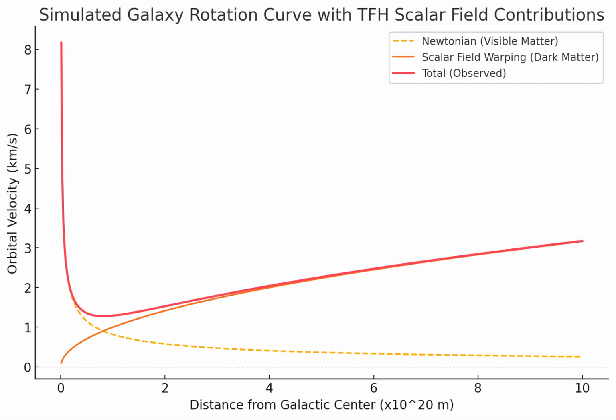Why this is exciting. The TFH explanation for galaxy rotation curves is a paradigm shift. It reframes dark matter as an emergent property of the universe's scalar field dynamics rather than a mysterious particle. This connects cosmology, quantum mechanics, and general relativity under one framework, potentially solving long-standing mysteries in physics. If this model continues to align with observational data, it could pave the way for a deeper understanding of the universe without introducing unnecessary complexity.